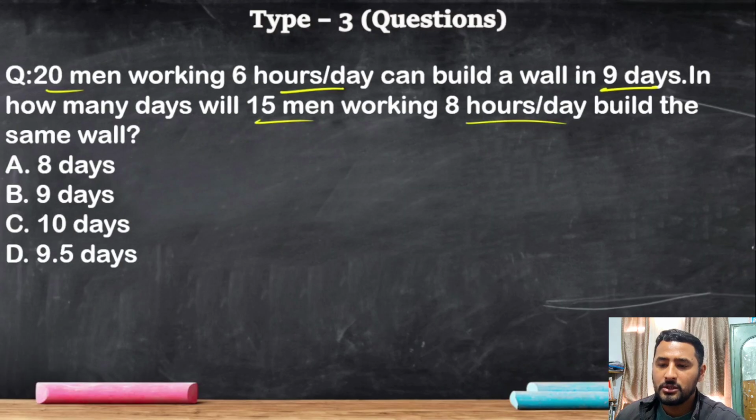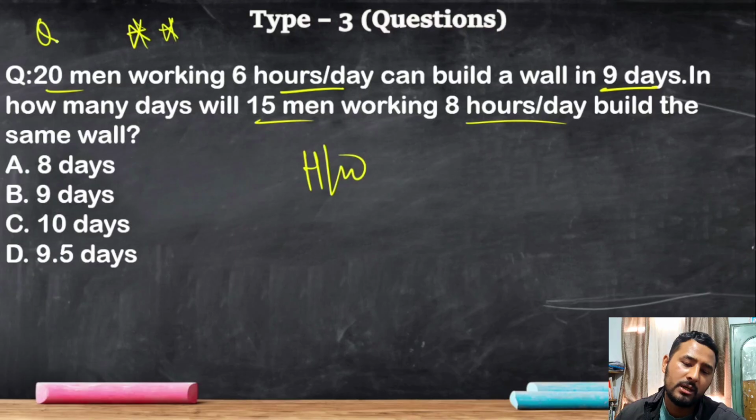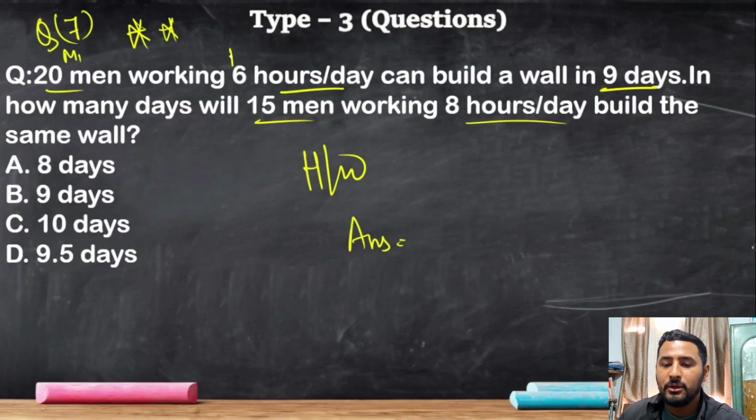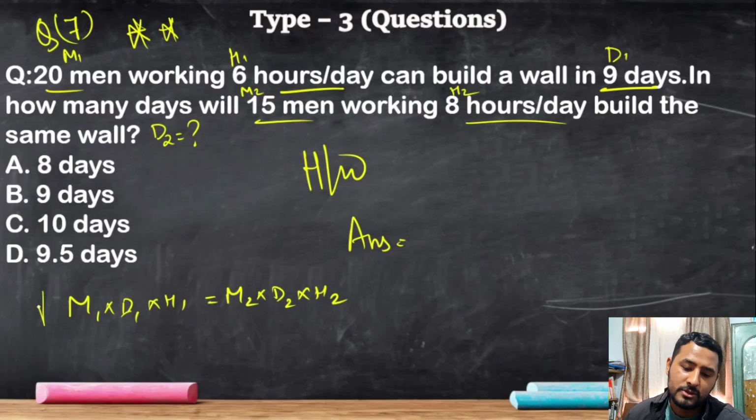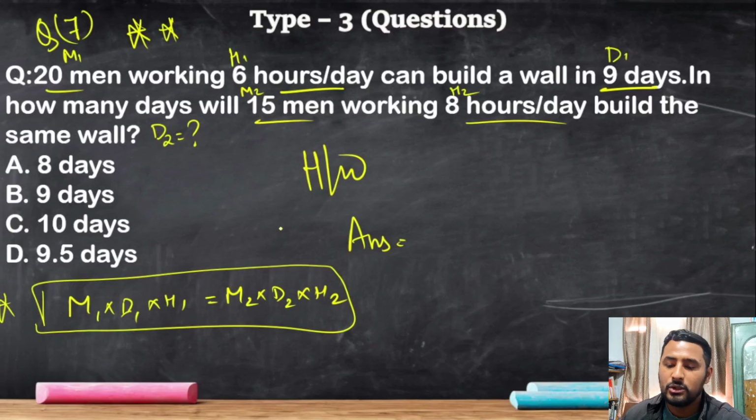Okay, you do this as homework. This will be question number 7 for homework. Answer in the comment. Very easy. Use the same method. This will be your M1, this will be your H1, this will be your D1. I've given you M2 and H2. We don't know D2; you need to find this. Use the MDH formula to get the answer, and answer in the comment section.